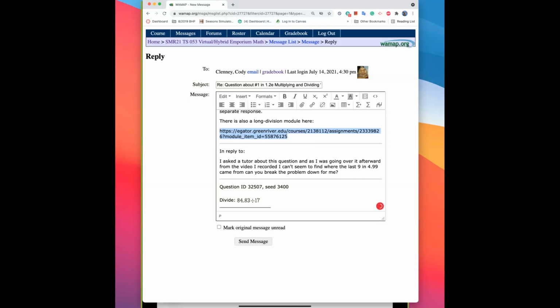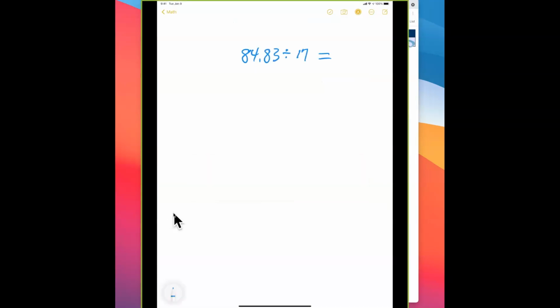Hey Cody, I decided I would try a media response on this problem. So 84.83 divided by 17. Let's take a look at how that works. And I'll embed this or put the link in this response to you, and so you'll be able to see it. It took a little longer than I expected to get it ready. I had some more technical problems, but let's take a look.